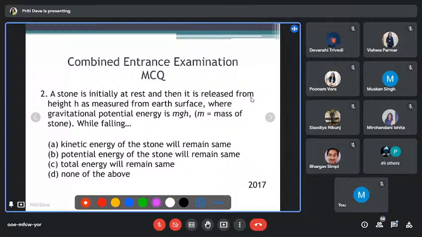Chalo, now this is something that you will have to tell me. A stone is initially at rest and then is released from height h as measured from Earth's surface. So here there is a stone, drop it, where gravitational potential energy is mgh. While falling, will the kinetic energy of the stone remain the same, potential energy remain the same, total energy remain the same, or none of the above? What should be the answer?